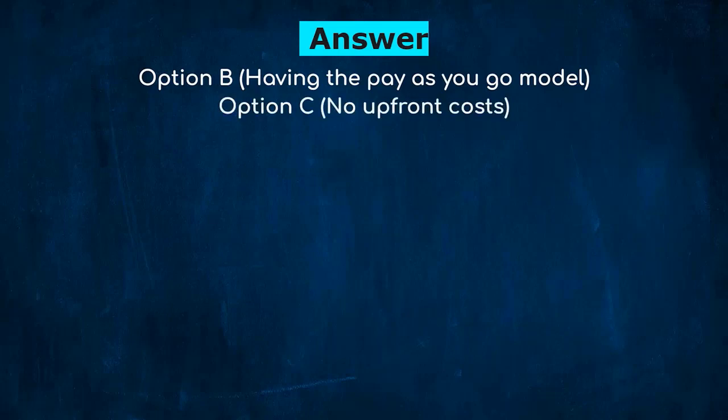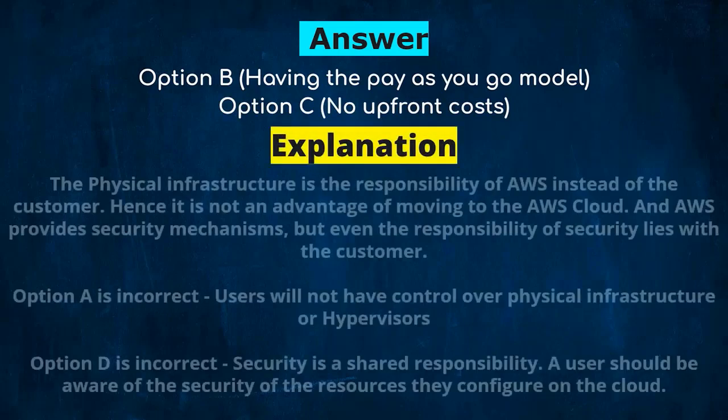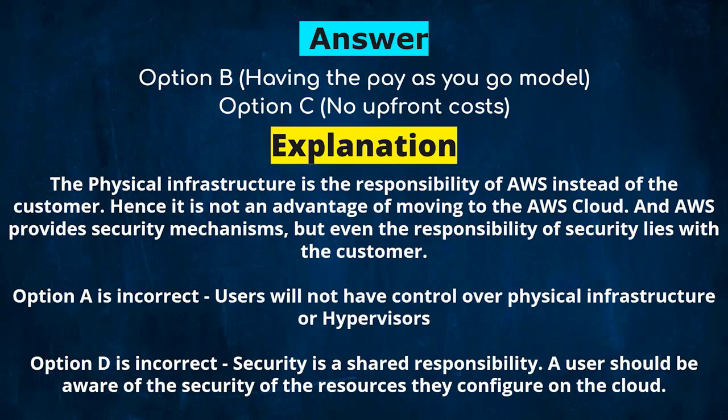No upfront cost. Explanation. The physical infrastructure is the responsibility of AWS instead of the customer. Hence, it is not an advantage of moving to the AWS cloud. And AWS provides security mechanisms, but even so the responsibility of security lies with the customer. Option A is incorrect. Users will not have control over physical infrastructure or hypervisors. Option D is incorrect. Security is a shared responsibility. A user should be aware of the security of the resources they configure on the cloud.